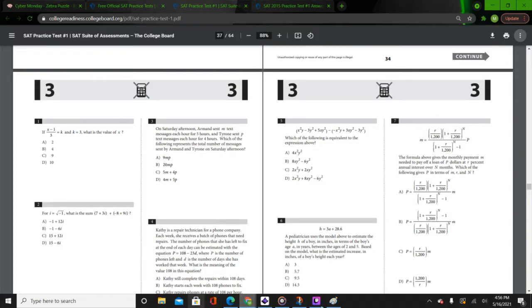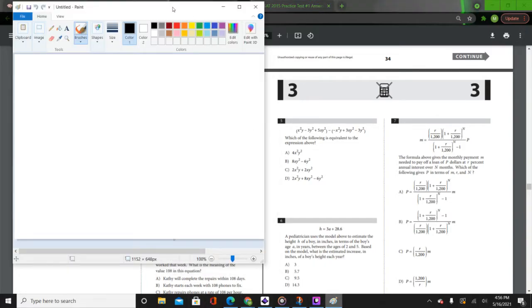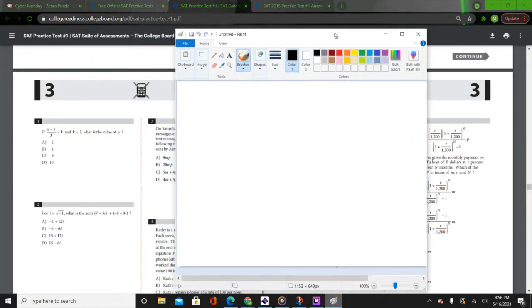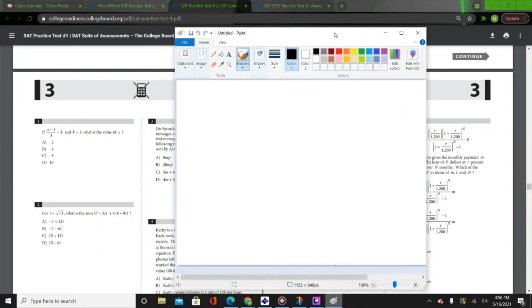But yeah, question 1. So we do have question 1 right there, and we'll move this aside. If x minus 1 over 3 is equal to k and k is equal to 3, what is the value of x? All right, so we have x minus 1 over 3 is equal to k, which is equal to 3, which we wrote. So we can just get rid of k entirely.